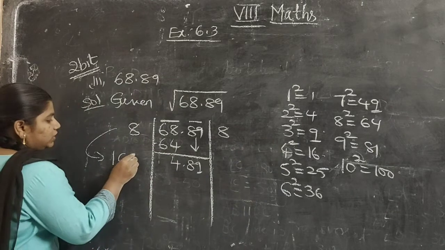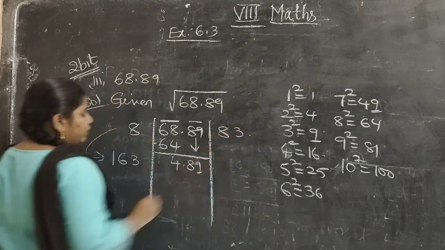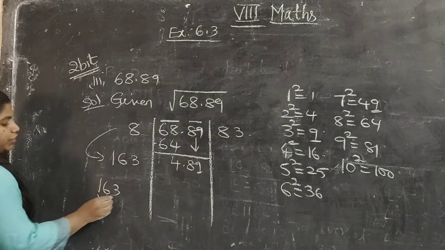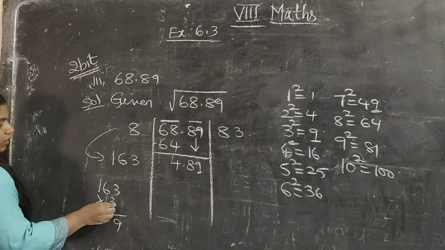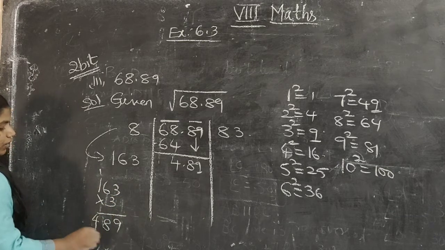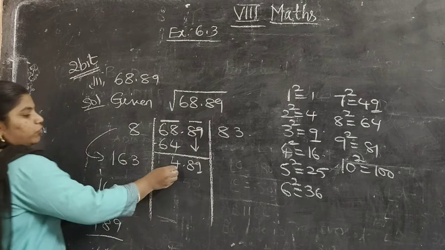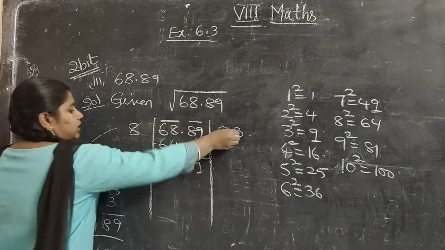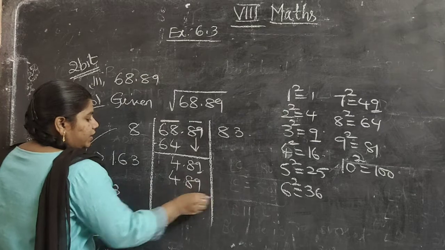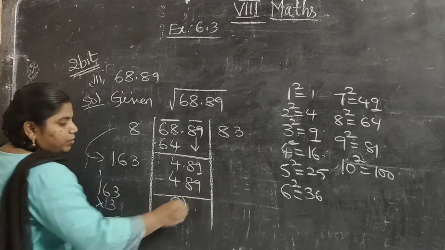So 163 into 3. 3 3s are 9, 3 6s are 18, that will be 489. So you got 489. 163 3s are 489. So do the subtraction, you got the remainder as 0.